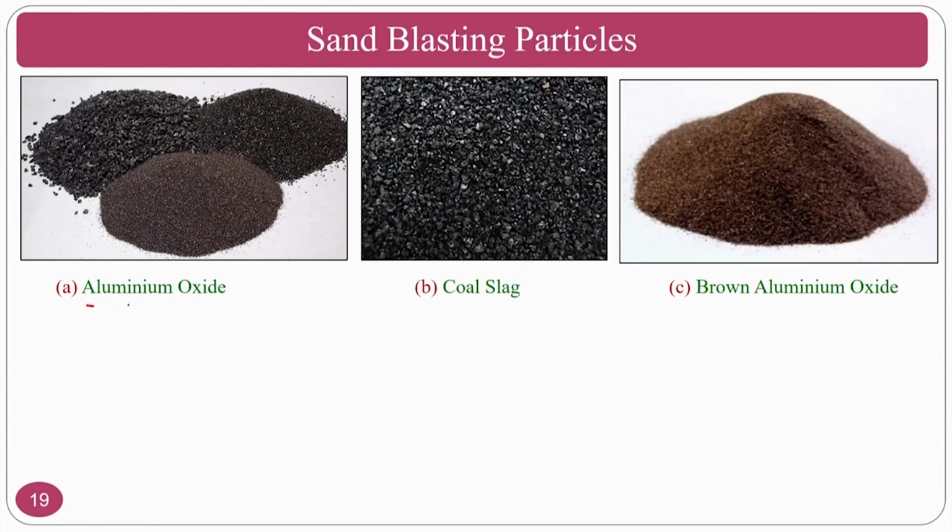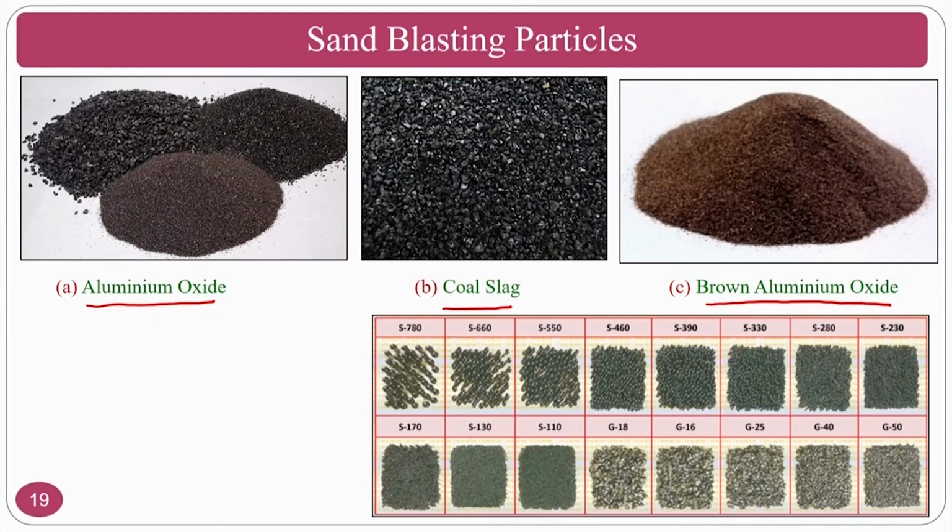So aluminum oxide, as I was telling you, cold slag also can be used, and brown aluminum oxide and black aluminum oxide. There are varieties of aluminum oxide that are used, and this can be pumped along with highly compressed air, so that you can blast on an object or a workpiece that you want to shape, or you want to strip certain layers, or you want to create a virgin surface, you can do it.